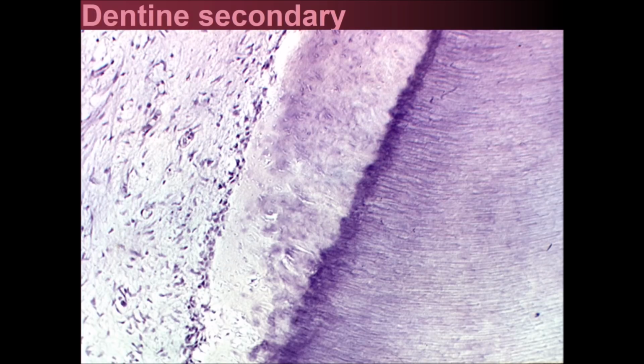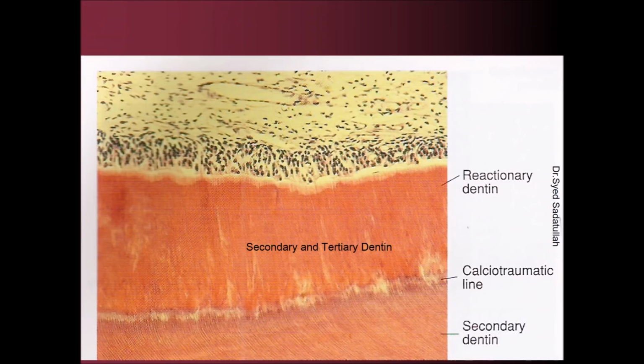This is another view where the odontoblasts should be here, but because of the stimulus, these cells either died or were replaced by newly formed cells, and this is the newly formed dentine, which is the tertiary dentine. Some call this dentine irregular secondary dentine. The line between the secondary dentine and the tertiary dentine we call the calciotraumatic line. Tertiary dentine, or irregular secondary dentine, or reparative dentine, or response dentine.